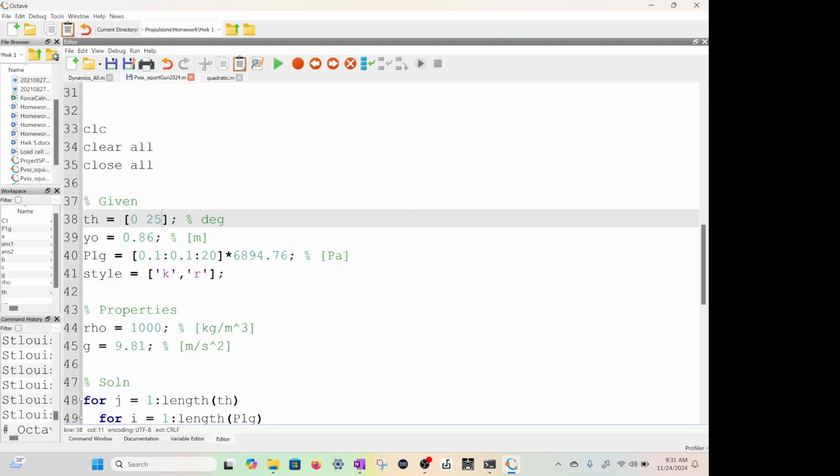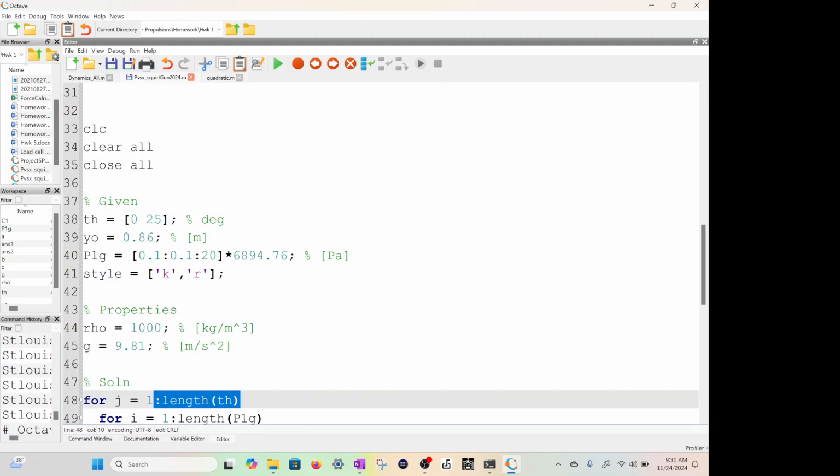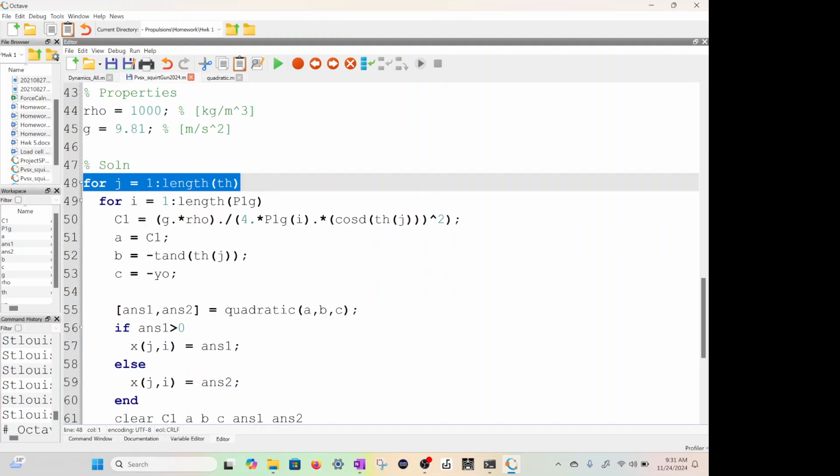My outside loop is theta. All right. I always like to do, okay, these are the two angles that I'm looking at. That's like the first for loop. And then inside is going to be, okay, I'm going to calculate my x for those particular pressures for that specific angle. So let me scroll down here.